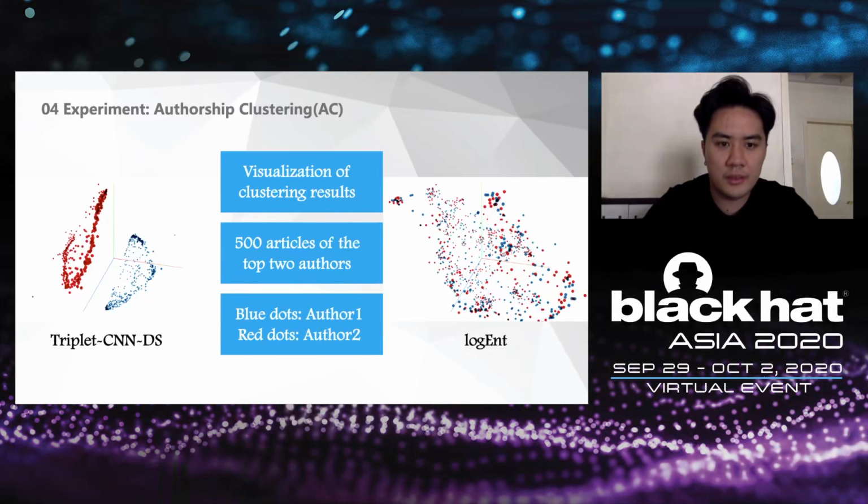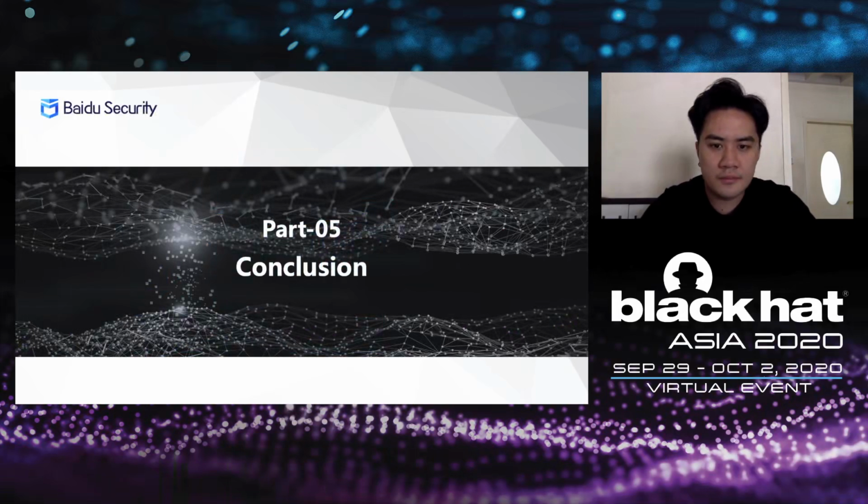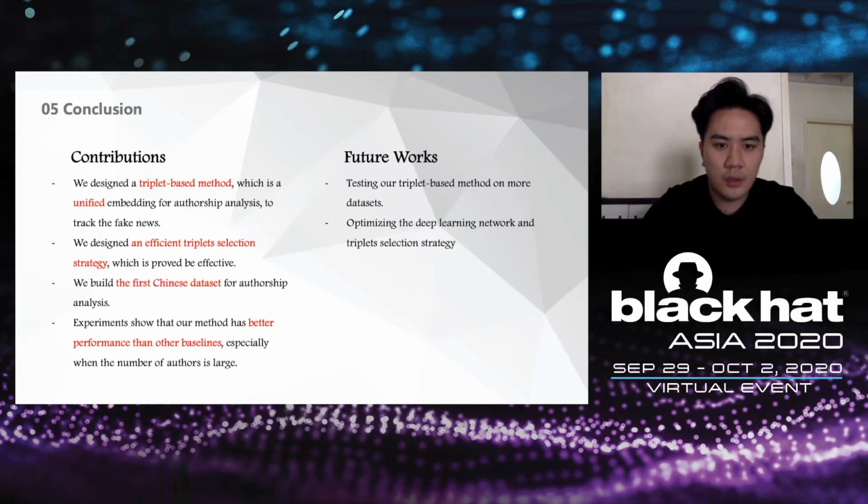Now, let's wrap up our presentation with a short summary. First, we design and implement the first unified embedding method for authorship analysis. We also designed an effective triplet selection technique. In the experiment, we collect the first Chinese dataset for authorship analysis, and our method outperformed other baselines, especially when the dataset gets large. In the future, we will continue to test our model and optimize the deep learning network and triplet selection strategy.